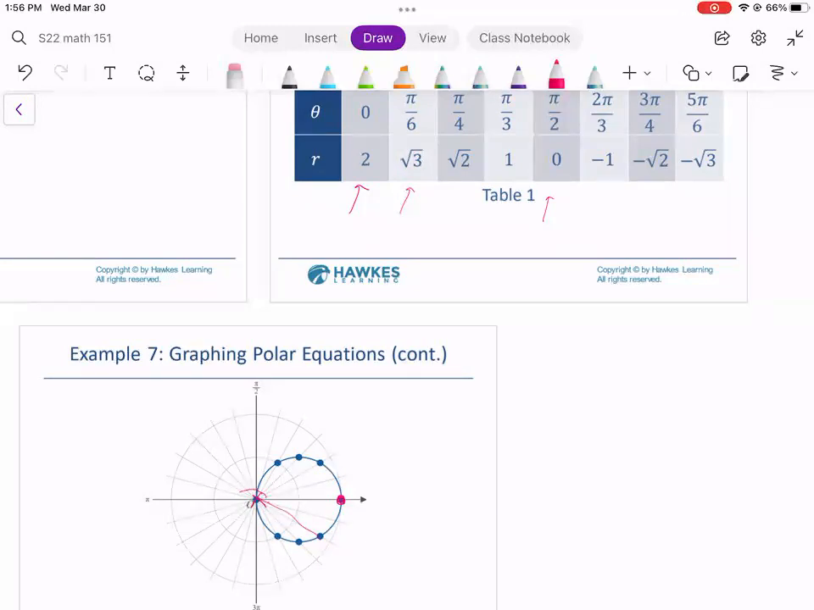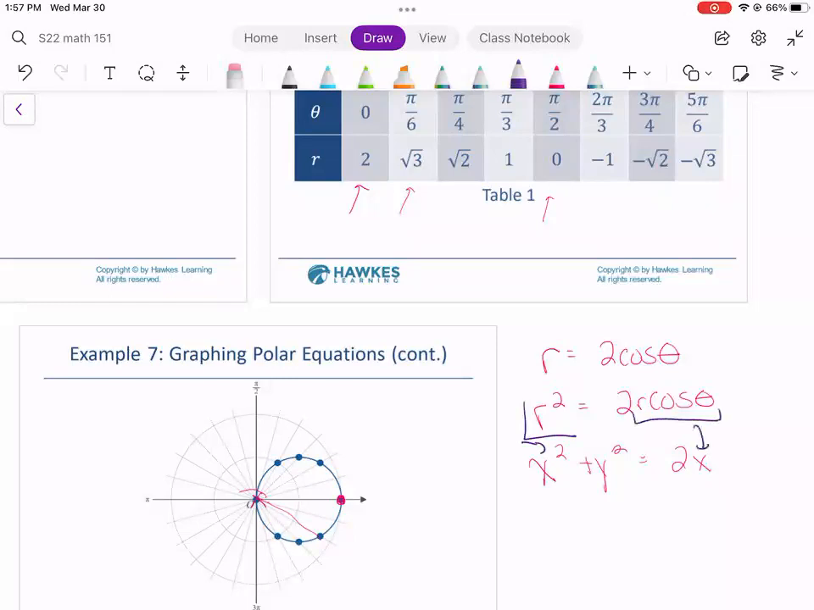If you want to check it in terms of the equation in rectangular coordinates, notice that we can take r equal to 2 cosine of theta. If we multiply both sides by r, we get r squared equals 2r cosine of theta. We can then convert it to rectangular coordinates as x squared plus y squared equals 2x. Remember, we know that r squared is equal to x squared plus y squared, and r cosine theta is x.